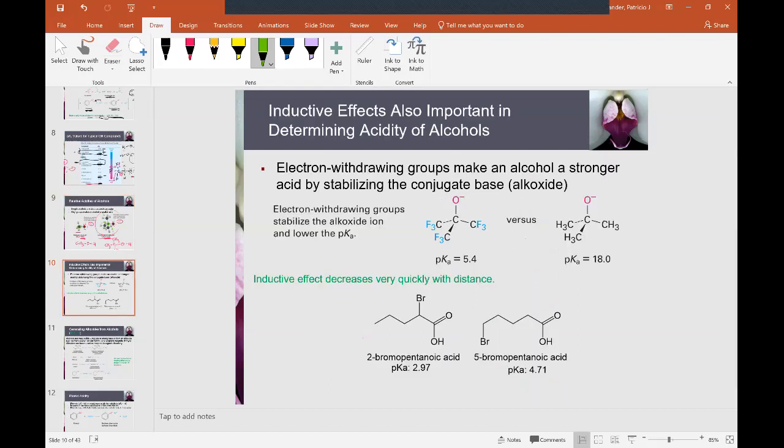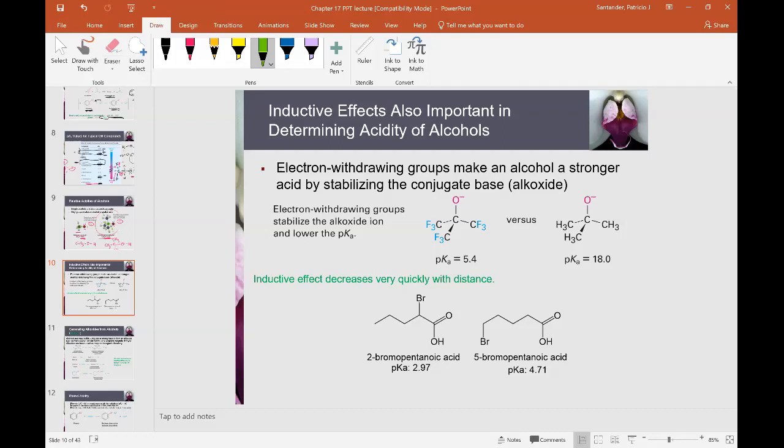All the time, we need to consider two factors for having an estimate on the stability of the conjugate base. One of them is the inductive effect, and the other one is the resonance effect. Inductive effect decreases very rapidly with the distance. If you have electronegative elements close by to the reaction center, there is a great influence.